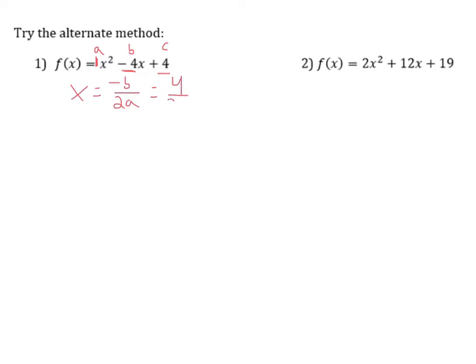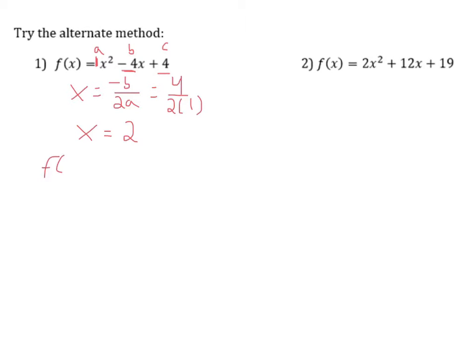And then I'm going to be dividing it by 2 times my a value of 1. So 4 divided by 2 times 1 tells me 4 divided by 2 is 2. So the x value of my vertex is 2. Once I know the x value of any function, I can plug it right in to find the y value. So that's what I'm going to do. I'm going to take 2 and plug it in.